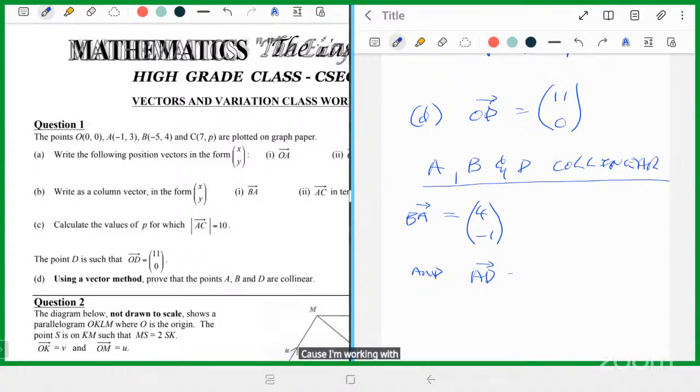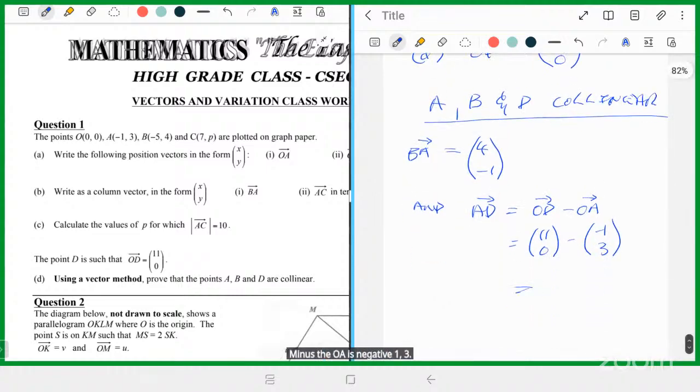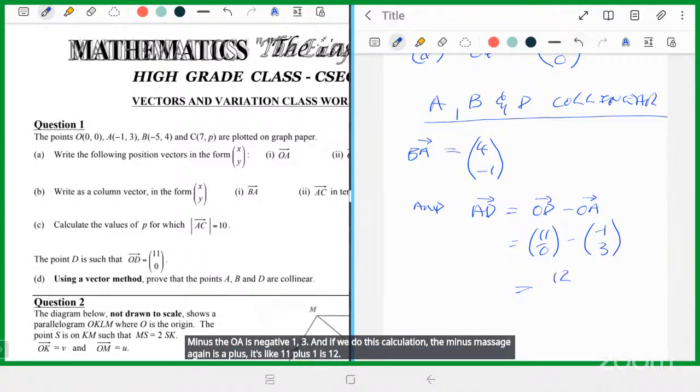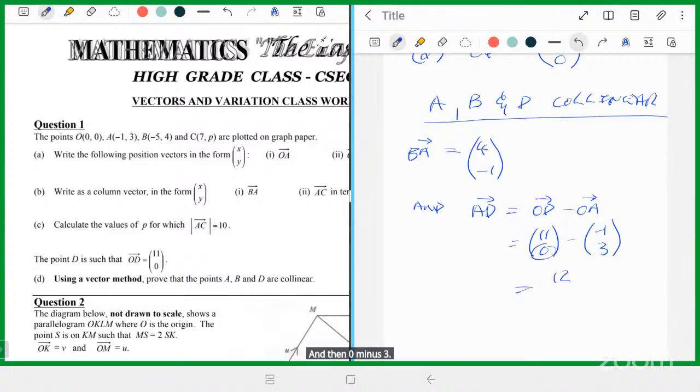So AD will be equal to OD minus OA. O times the last minus O times the first. The OD is 11, 0 minus the OA is negative 1, 3. And when we do this calculation, the minus 3 again is a plus. It's like 11 plus 1 is 12. And then 0 minus 3 is negative 3. And that is your AD.